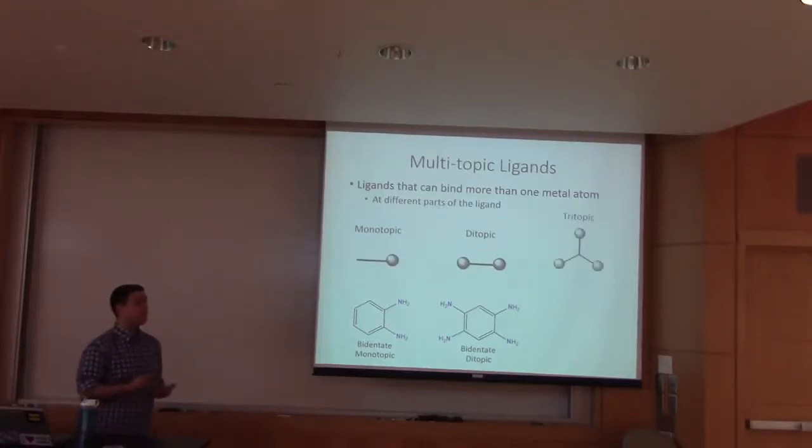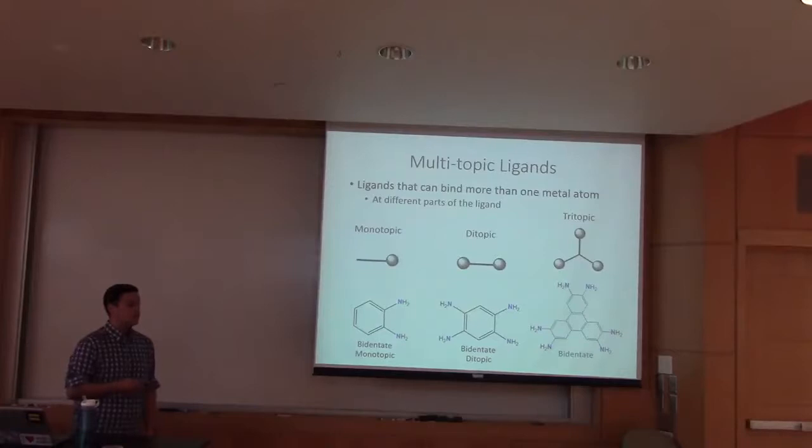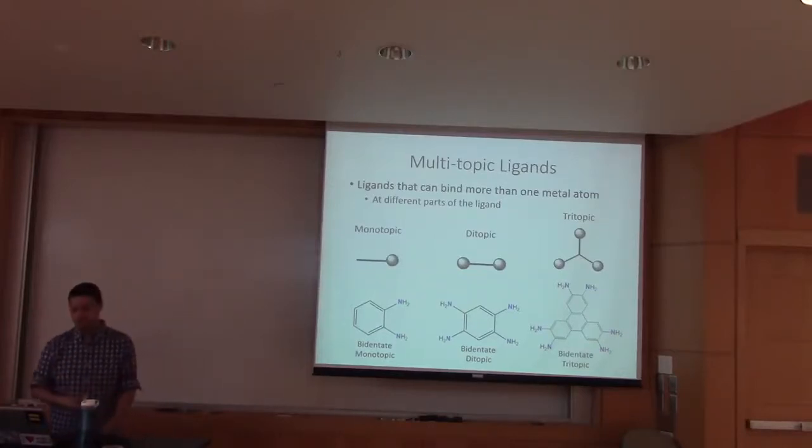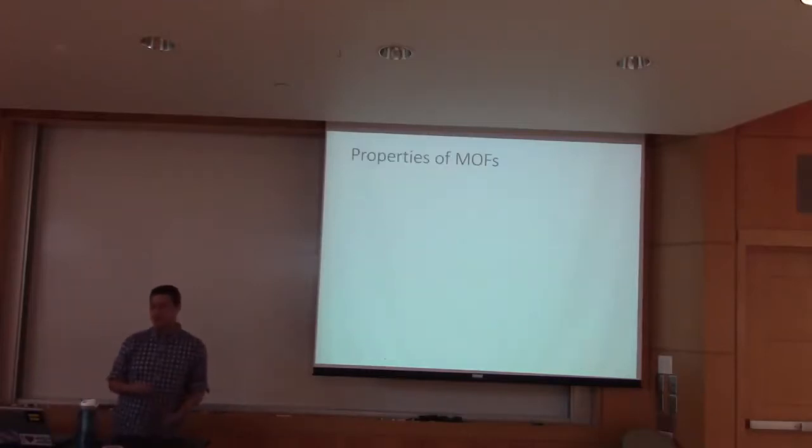And that goes all the way up, and you can get something like tritopic ligands, where you've got three arms that reach out. This is still bidentate, but now it's tritopic, because it's got three arms that reach out and can grab three different metals. So now we've got some of the basics on building up MOFs. Let's talk about some of the interesting properties of MOFs that we can kind of take advantage of.